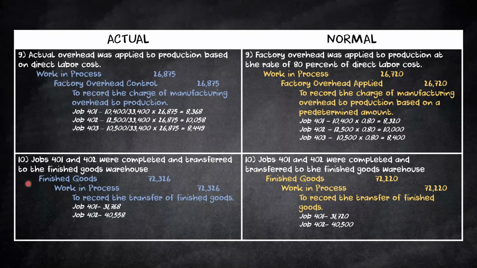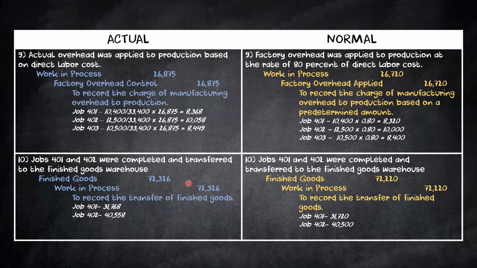Increase finished goods by debiting it and decrease work in process by crediting it, with the amount of 72,326. Saan po nanggaling yan? Ito. Okay, breakdown siya per job, pero ang pinaka-breakdown po nito makikita natin mamaya sa ating job cost sheets. So, for job 401, we have 31,768, and for job 402, we have 40,558. Pag tinotal po yan, eto rin yan.